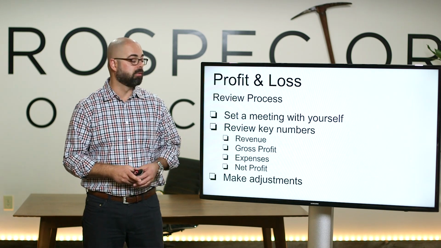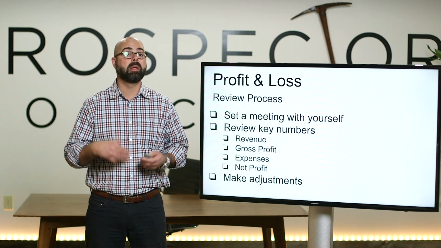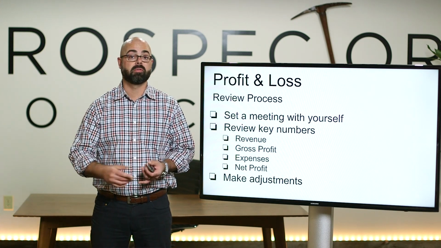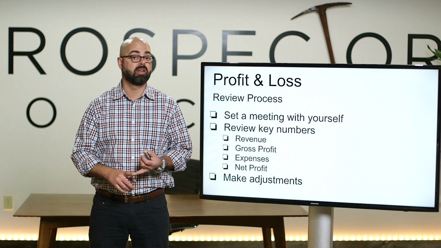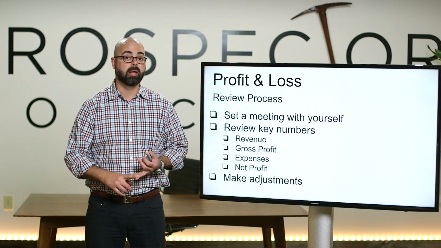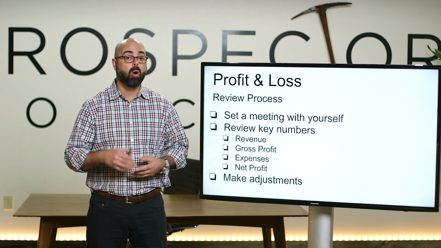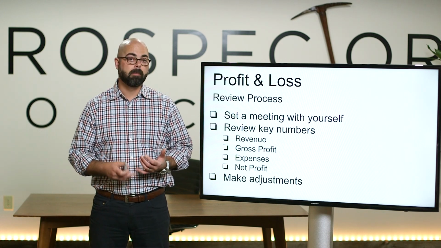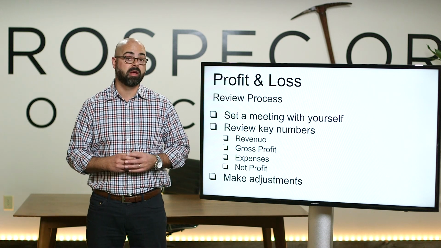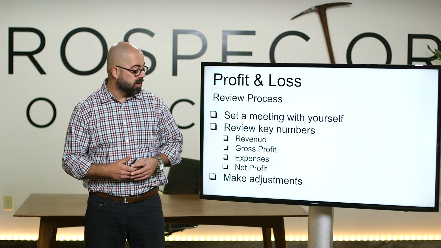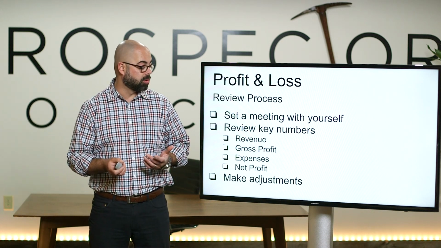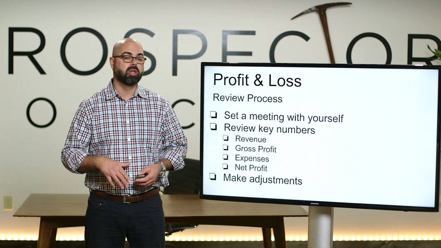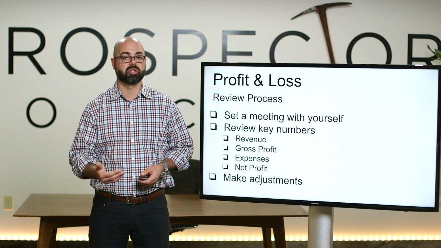And then when it comes to the review process, set a meeting. Set a meeting with yourself. If there's other people involved, a business partner, an executive team, set up a recurring meeting so that this gets done, and hold yourself accountable to that. Review your key numbers. So for me, that looks like revenue, gross profit, expenses, net profit, and then make adjustments as you go along. You should get to a point where the numbers tell a story.